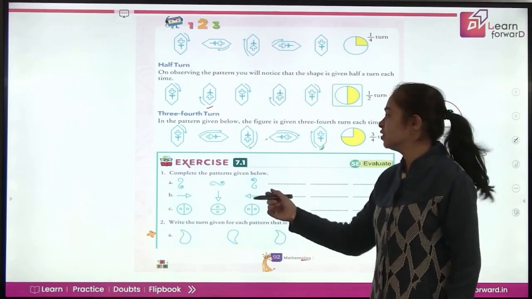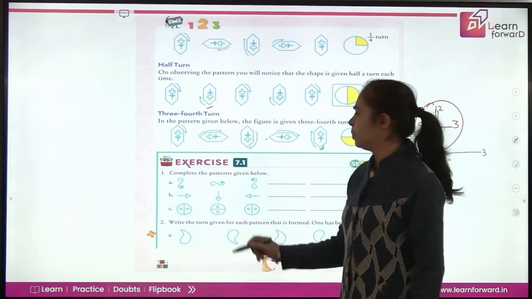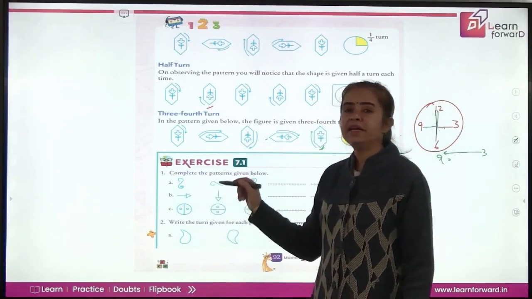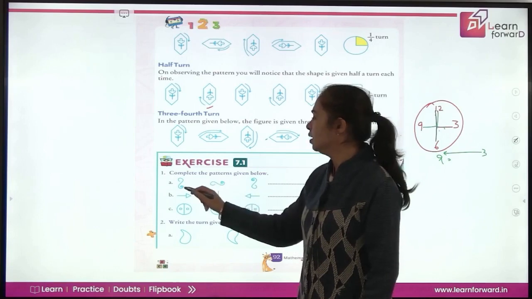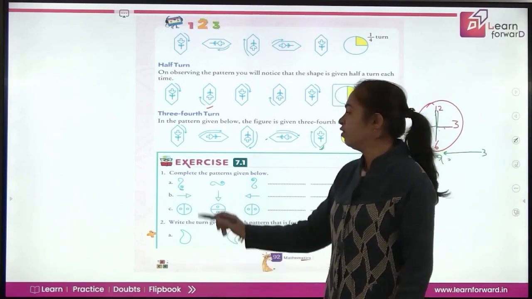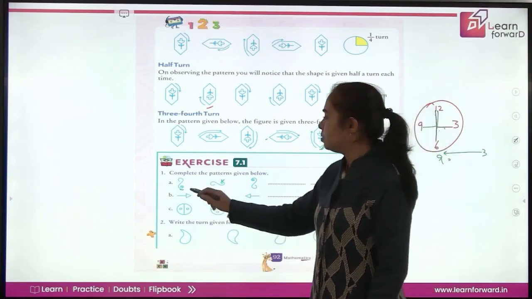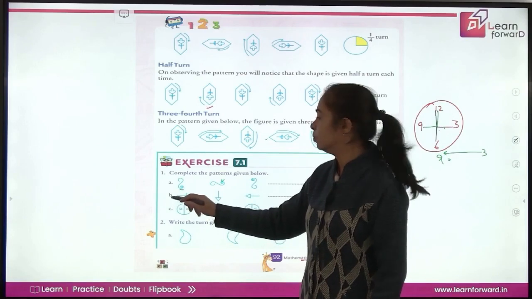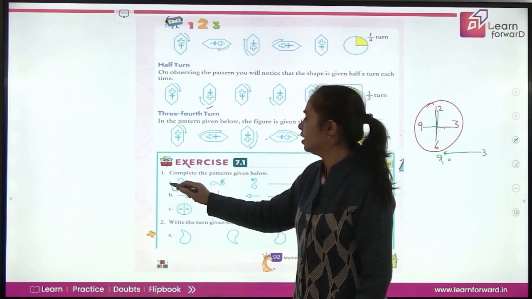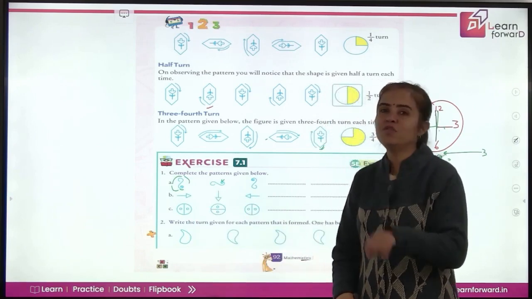Here's an exercise for you. Complete the patterns given below. So we can just pick up any tail of the picture here, figure here. If you look at this, it was at the bottom. And when it takes a turn, it comes to the right side. That means, children, how much has it moved? How much turn has it taken? 1, 2, 3. This is a 3/4 turn.